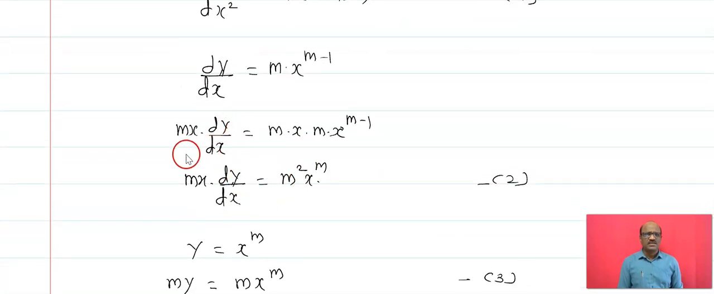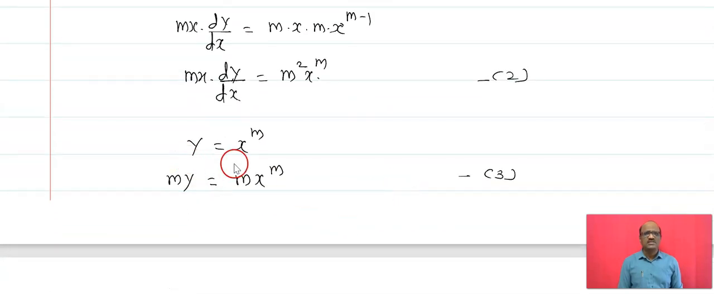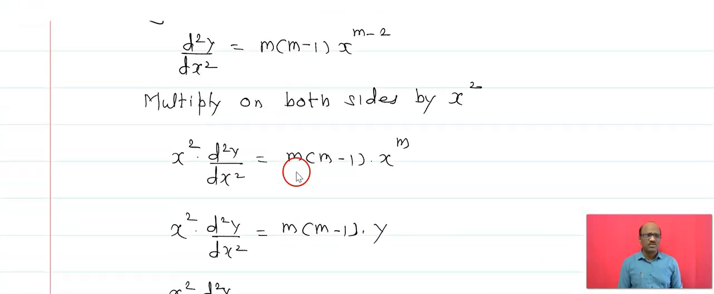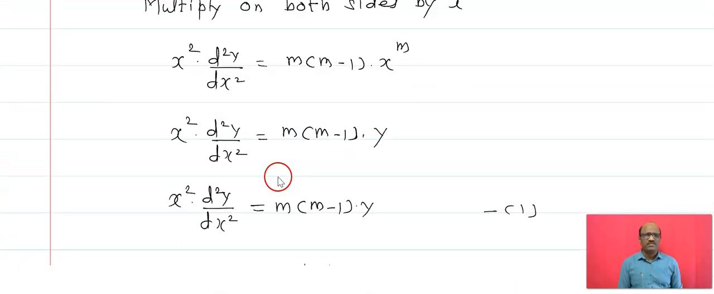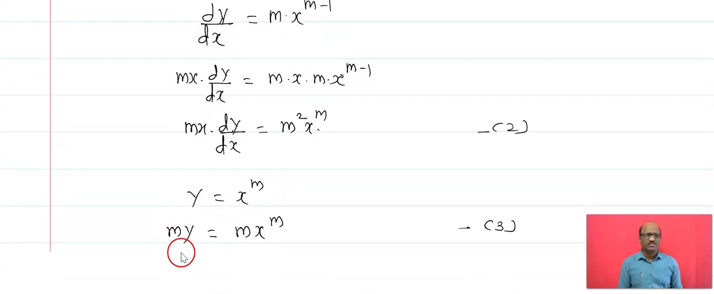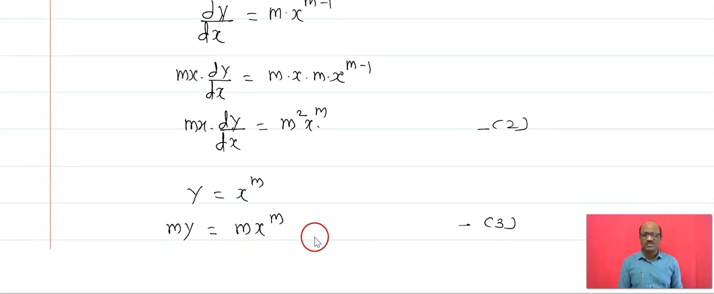Now see this here. Therefore, mx into dy by dx is equal to m into x raised to m minus 1. Therefore, mx into dy by dx is equal to m square into x raised to m. This is number 2. And the last is y equals x raised to m. Here is the third term, my, and therefore we'll multiply by m. That my is equal to m into x raised to m. This is equation number 3.